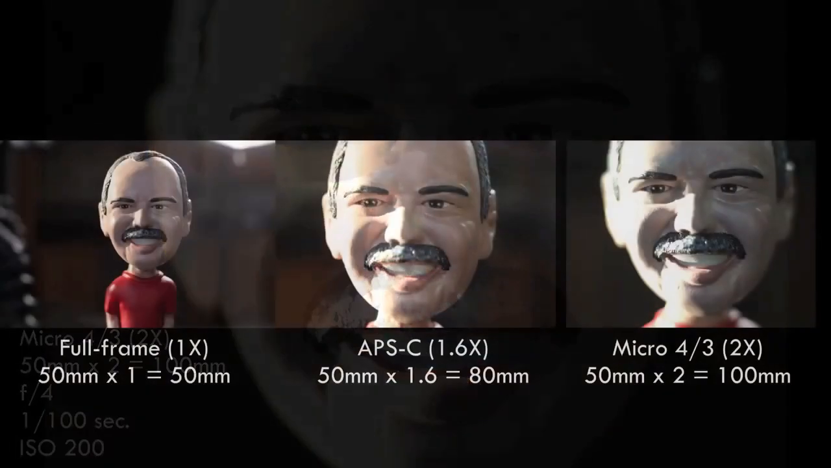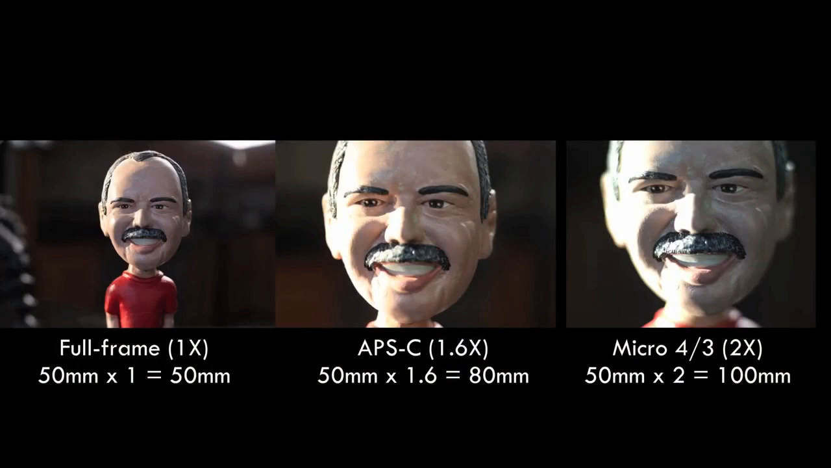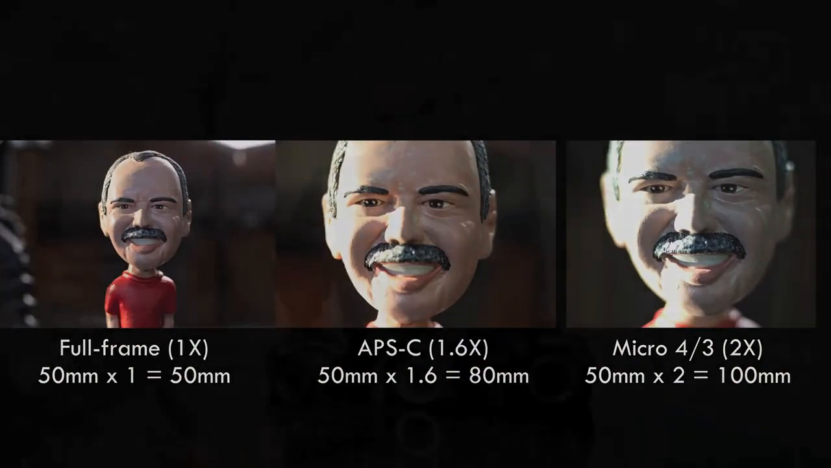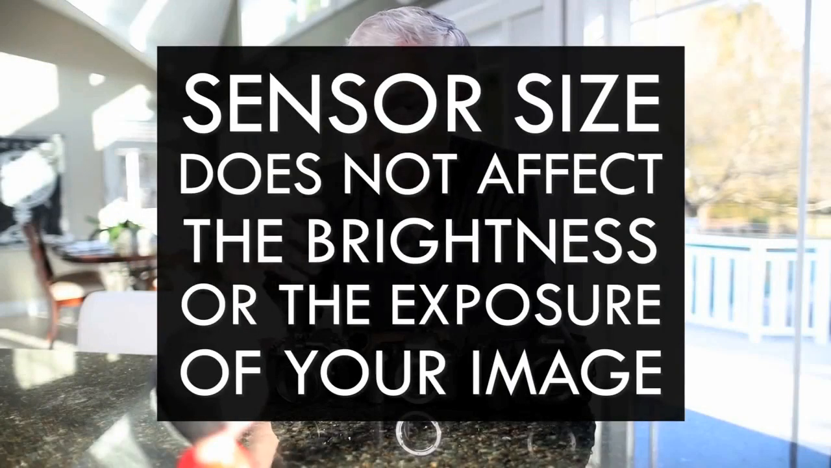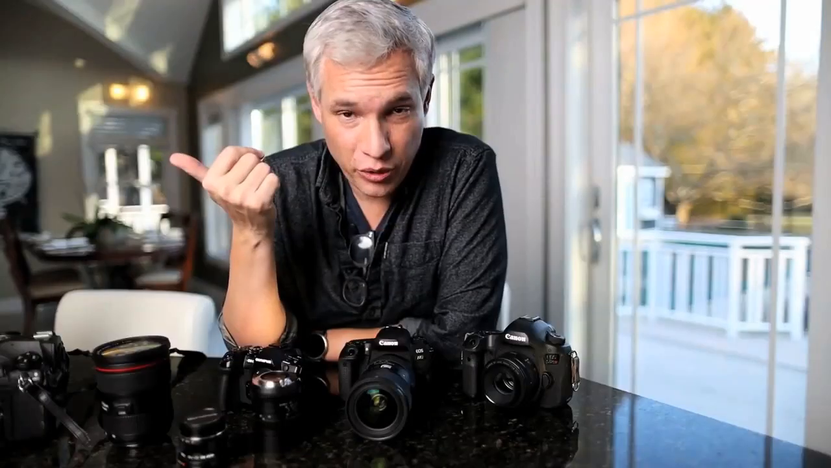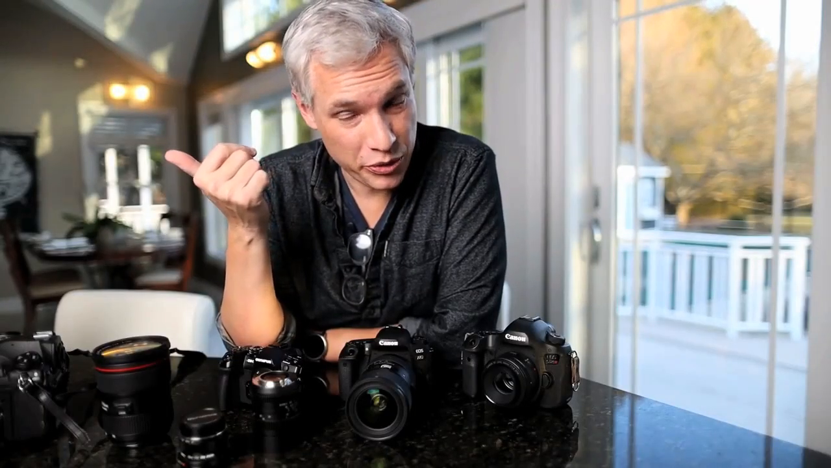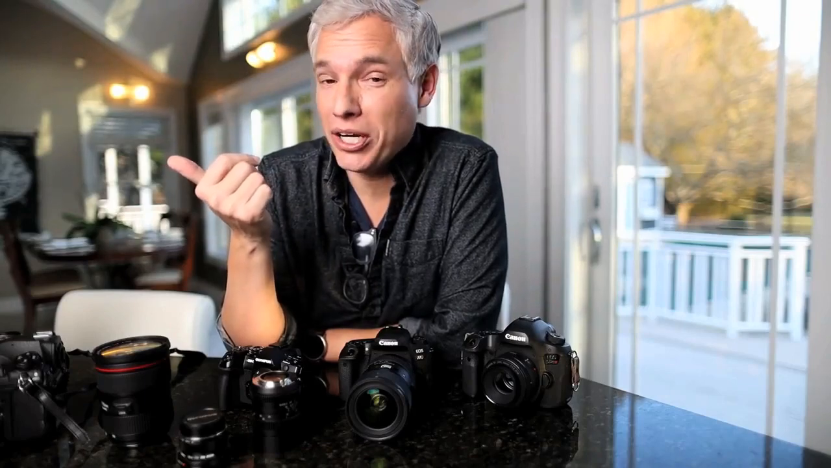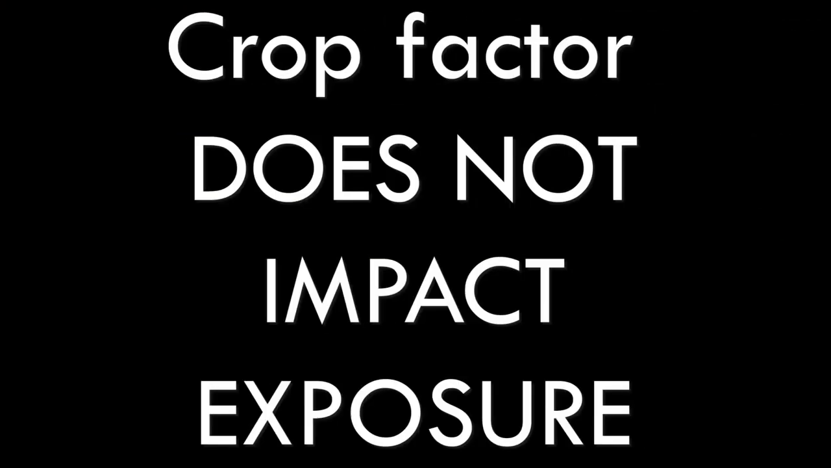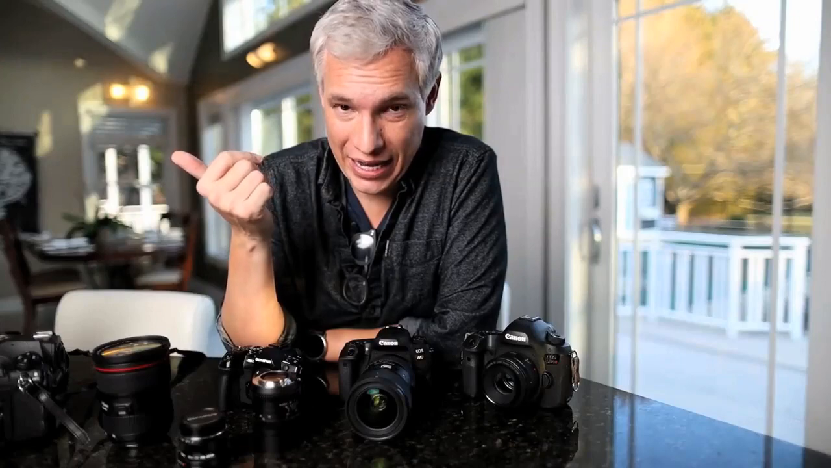As you can see, the three cameras produced very different images with the same lens. All of the images have the same brightness, because sensor size does not affect the brightness or the exposure of your image. However, it changes just about every other property of it. Another question, does crop factor affect exposure? I covered this at the beginning of the video, but I'll say it again. Crop factor does not impact exposure, not in any way.